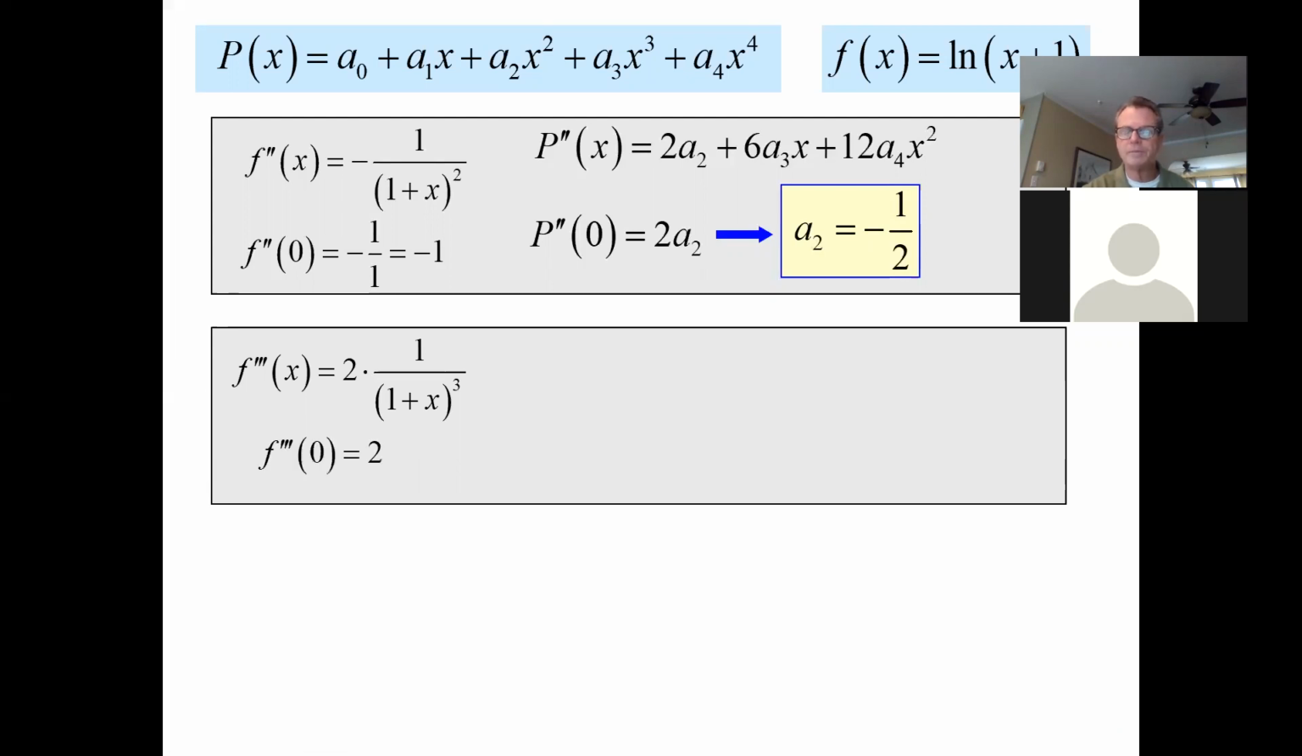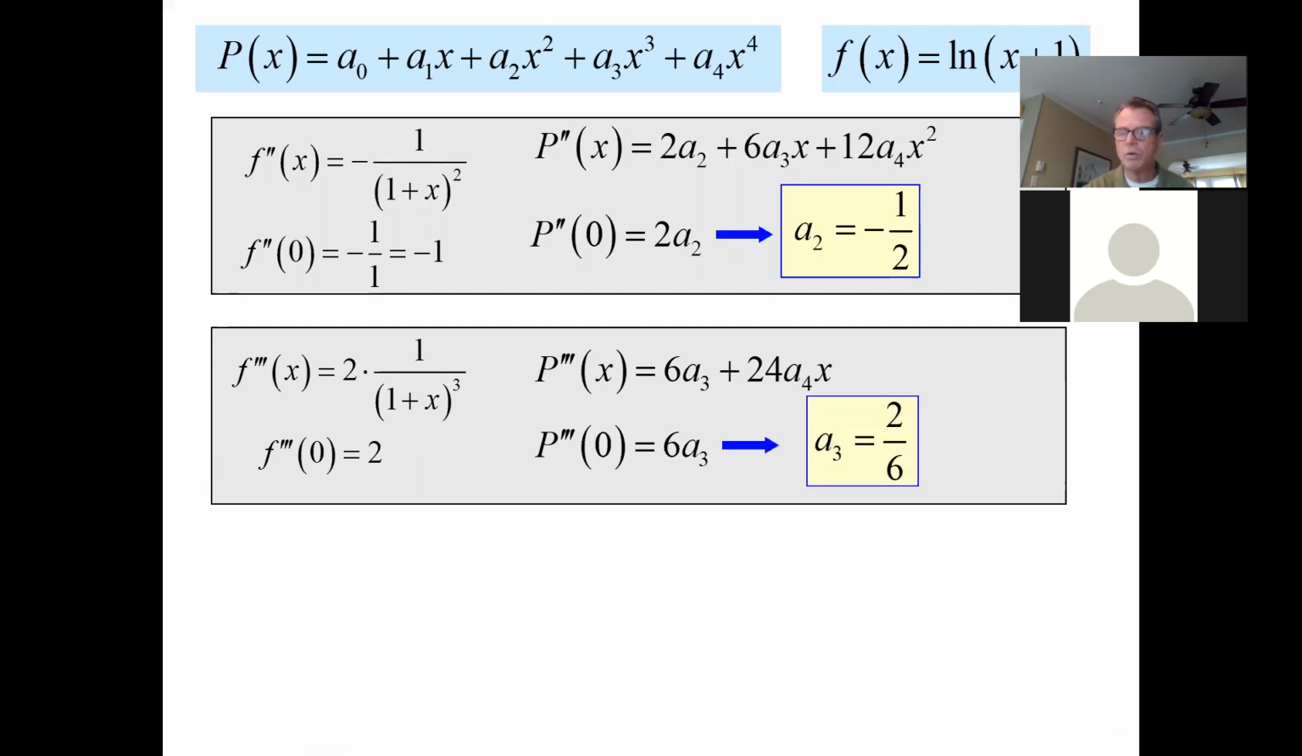Third derivative gives you 2. So 6 times that coefficient has to equal 2. So it has to be 2/6.